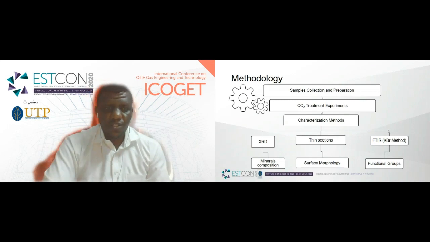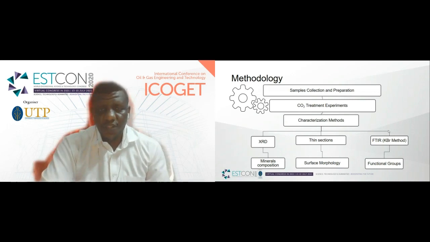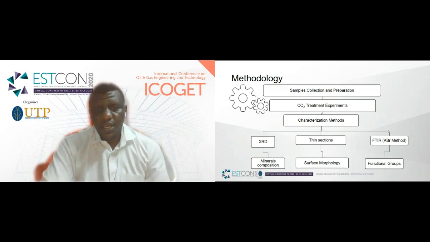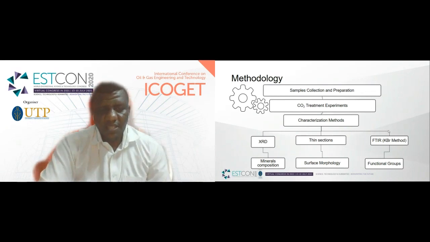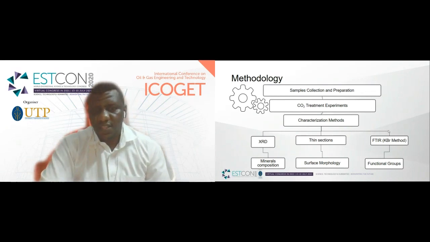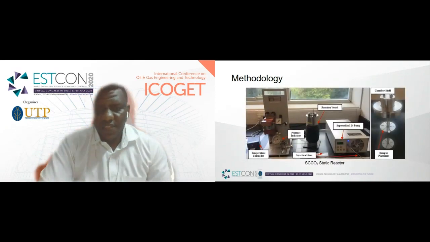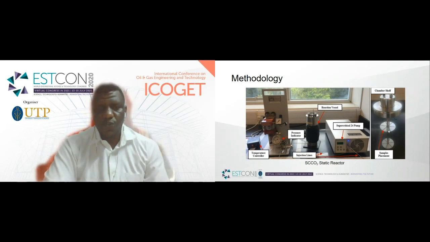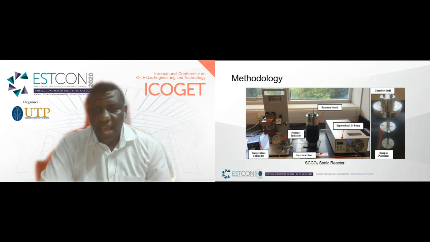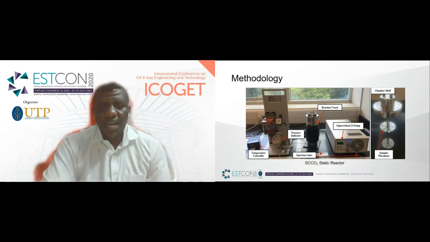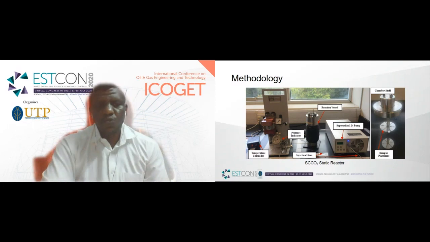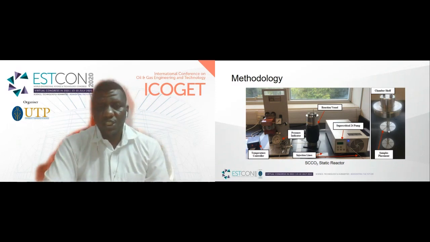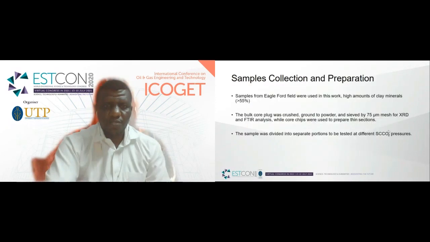This diagram shows the methods that were used in this study. Before and after the CO2 experiments, several characterization methods were applied: XRD for mineral composition detection, thin sections for surface morphology, and FTIR for functional group analysis. This device, the static reactor, was used to treat the shale samples with CO2. It consists of the reaction vessel and a supercritical pump to inject the CO2, and there is a pressure indicator and temperature controller to ensure that the injected CO2 is in its supercritical conditions.